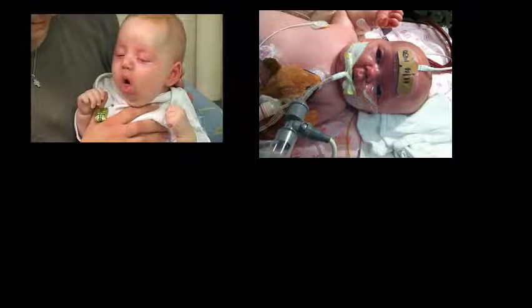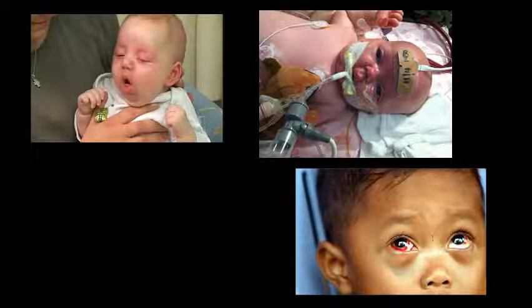Okay, so there's a wee babe that has whooping cough and is in the ICU. Or the NICU, I guess. Here's a wee baby coughing. Here's the broken blood vessels in the eyes.